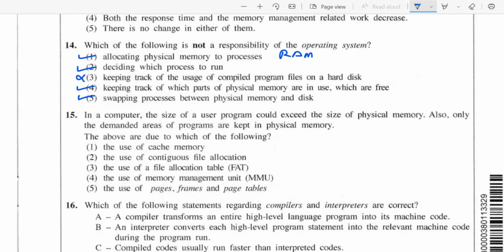The use of pages, frames, and page tables. Okay. So use of pages is related to virtual memory, frames related to physical memory, page table related to virtual memory and physical memory both. Yes, so answer is number 5.